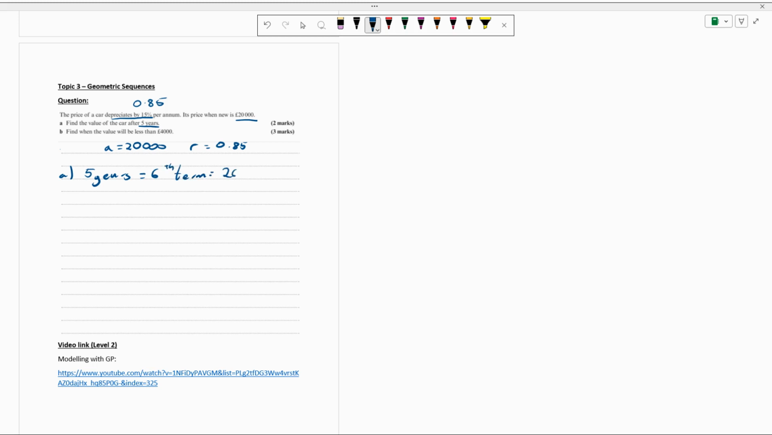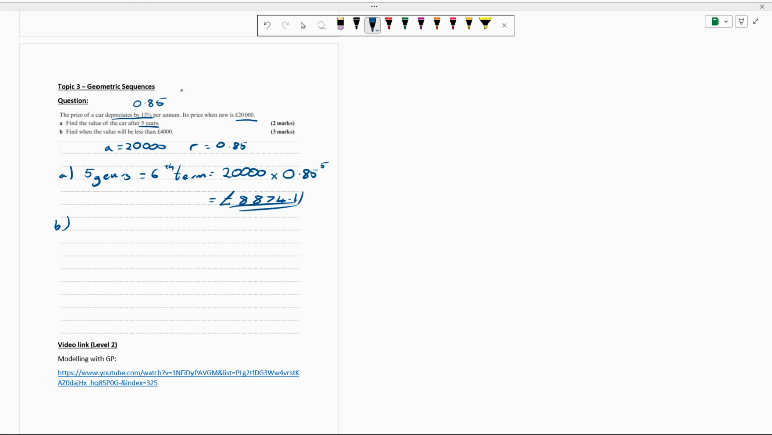Okay, so I've got 20,000, if I'm using my formula, times by R, 0.85, to the n minus 1, so the term minus 1, is going to be to the power of 5. I'm going to type it in my calculator, gives me £8,874.11 it's going to be worth. Now we could just use our normal GCSE understanding of what depreciating value is and things like that. That would also work fine.